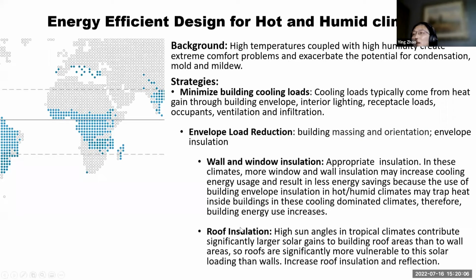And for roof insulation, we need it, because the sun angle is very high, and so there is sequentially larger solar gain from the roof than the wall. So roofs are more vulnerable to solar heat gain. Increase roof insulation and roof reflection. They can use very bright roof materials, and also probably consider including a reflection film in the roof layer, something like that.